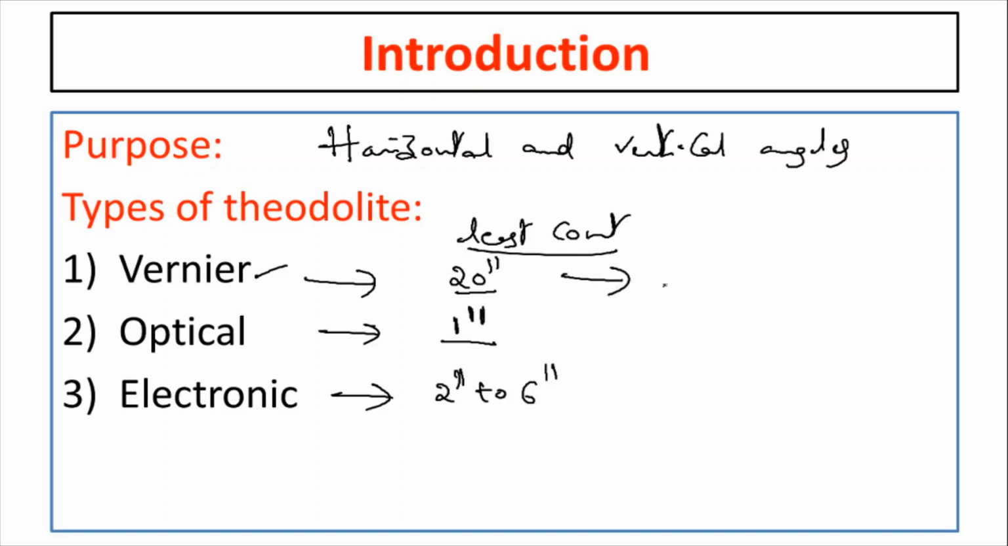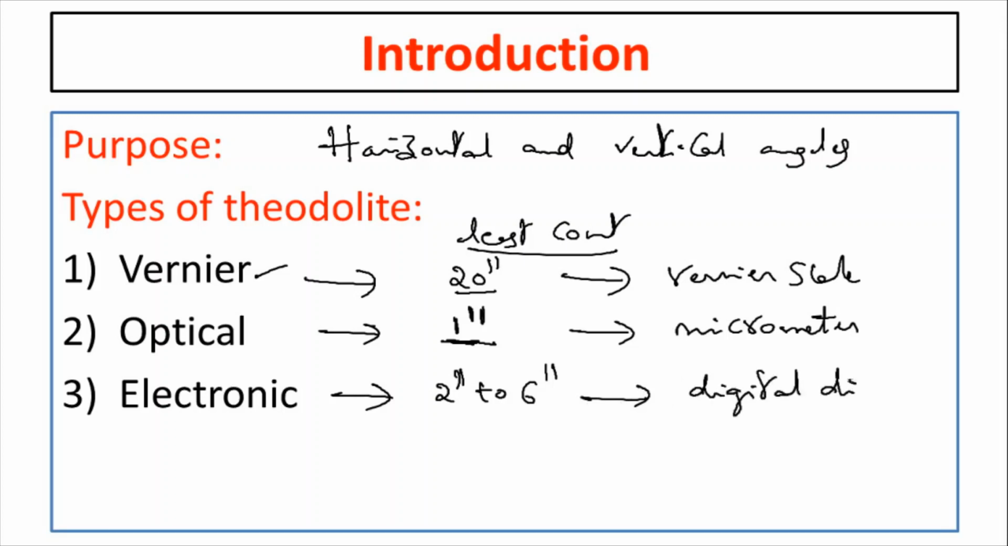In case of vernier theodolite, the theodolite is fitted with the vernier scale. Okay, in the vernier theodolite, theodolite is fitted with what? Vernier scale. And in the optical theodolite, it is fitted with the micrometer. That's why the least count is very less here. Then the electronic theodolite is fitted with the digital display. So whatever angles you measure, directly they will be displayed instead of doing any calculations. Now for most important works, which type of theodolite do we use? We use the optical theodolite because its least count is only 1 second.